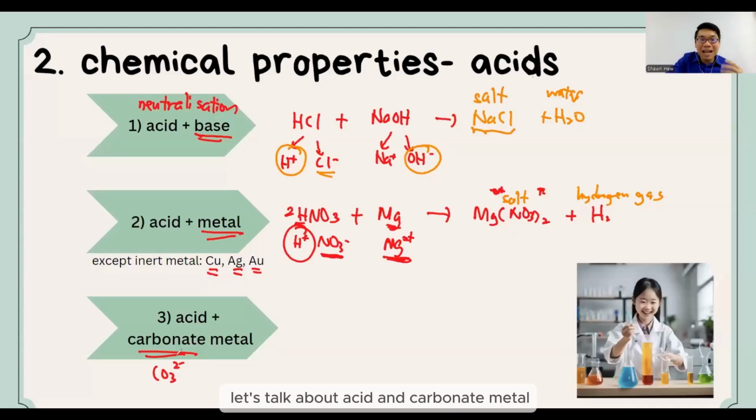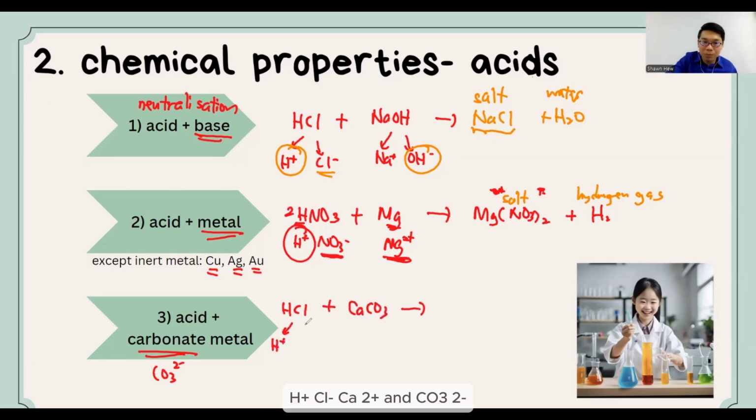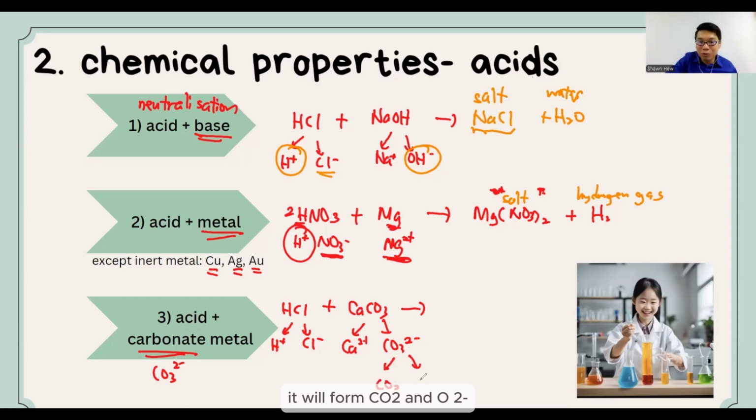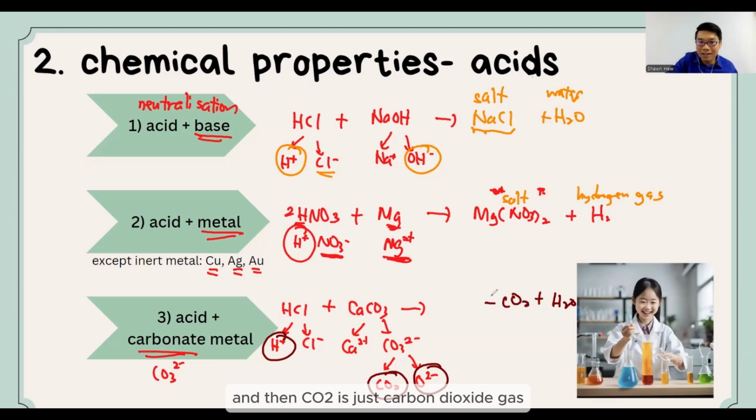Let's talk about acid and carbonate metal. Let's say I use HCl plus CaCO3: H plus and Cl minus, Ca2 plus and carbonate ion. And you always need to remember carbonate ion will form CO2 and O2 minus. H and O will form H2O. And then CO2 is just carbon dioxide gas. And then the metal ion will combine with the non-metal anion to form CaCl2. Because 2 plus and 1 minus, that's why the negative charge needs to times 2. Then we do balancing. So for all acid and carbonate metals, it will form a salt, carbon dioxide, and water.